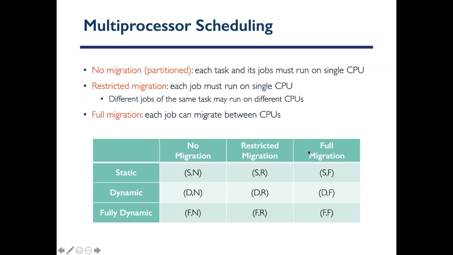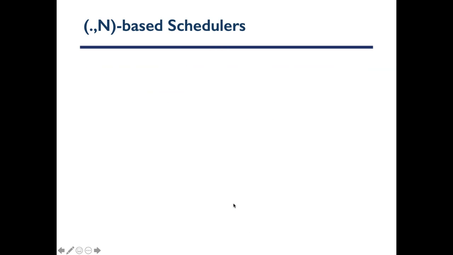And now on each column, I'm going to put no migration, restricted migration, and full migration. And now each one of these cells is one scheduler class. So if you remember, the scheduling classes for uniprocessor is basically just this: static, dynamic, fully dynamic. Now, if you have a multiprocessor, depending on whether or not you allow migration, you add more classes. Now let's look at some of these classes. So looking at this class, basically no migration.